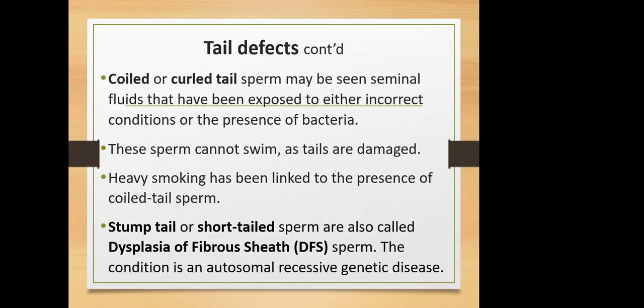Stump or short tail sperm are also called dysplasia of fibrous sheath sperm. This is just for academic exercise, but normally we just talk about the stump tail or the short tail, and that's okay. The condition is an autosomal recessive genetic disease. So whenever it becomes a genetic disease, it means that it can be passed on to a male offspring. That is all that it is.